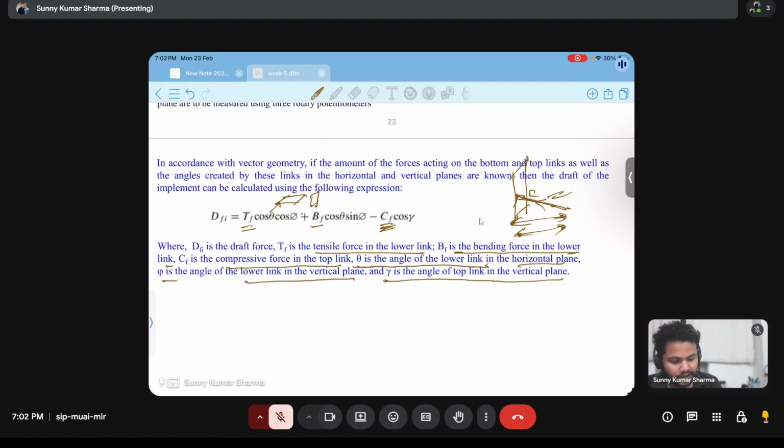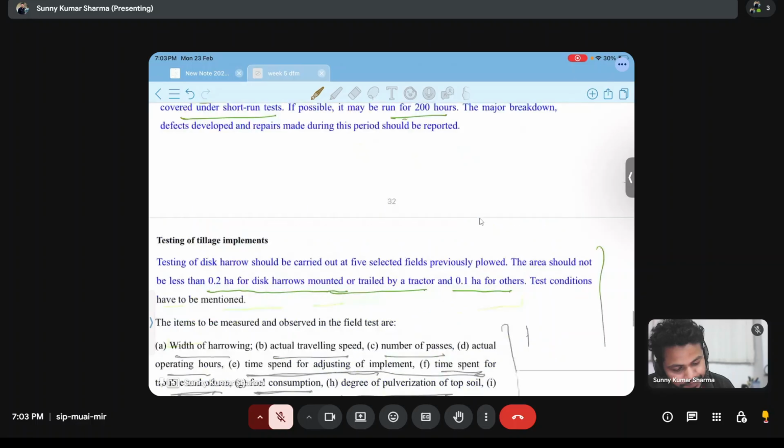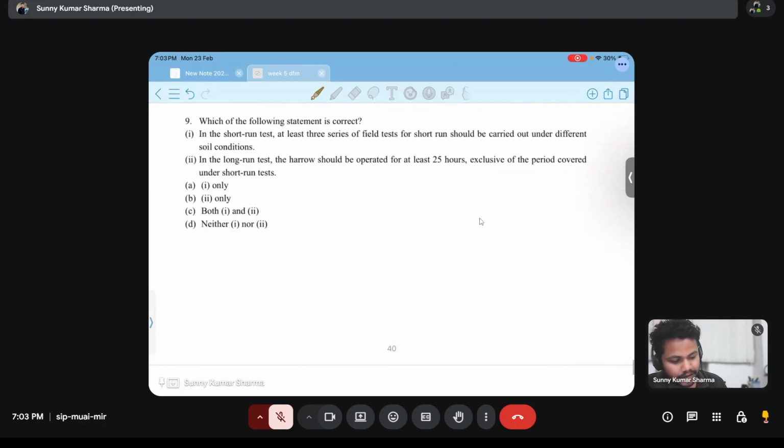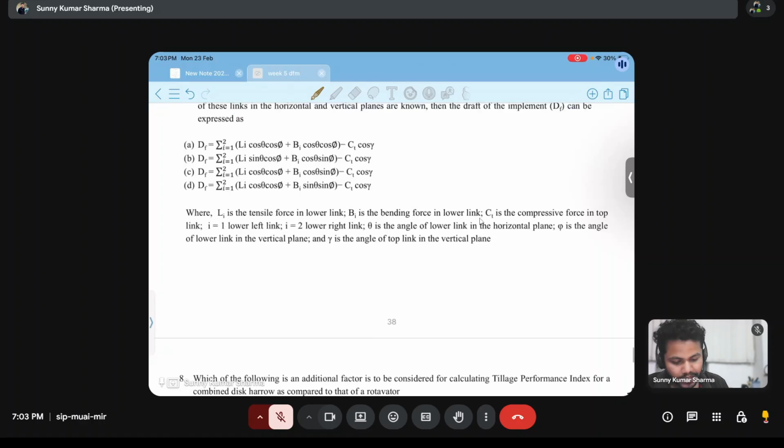So if we know all these three angles and all these three forces, this will be the summation of two lower links. This is not for one link, this is for two links. Like for the two lower links, this will have two values, and this will be multiplied by it, and this will be a single value. So from there we can compute what the draft force acting will be.